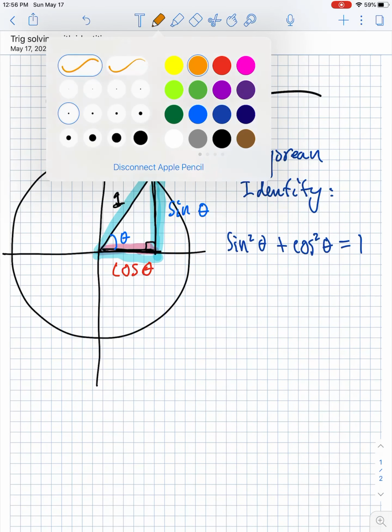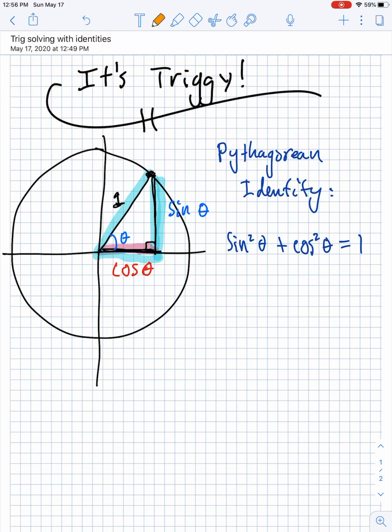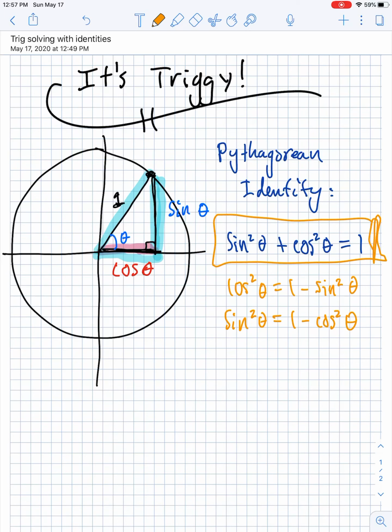Please know that there are also rearrangements of this. If you were to subtract sine squared from both sides, you would get cosine squared theta is equal to 1 minus sine squared theta. So sometimes that version comes in handy. But if you go back to the original and instead subtract cosine squared, that means sine squared theta is equal to 1 minus cosine squared theta. So this is the Pythagorean identity, but know that sometimes the rearranged versions of it really come in handy.